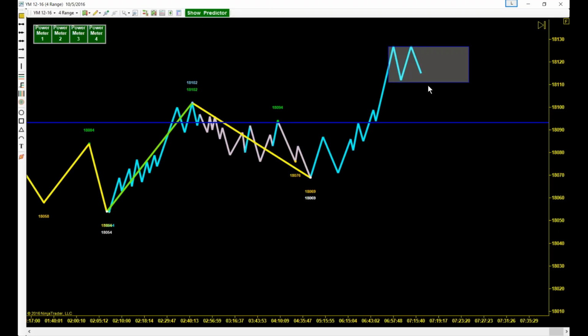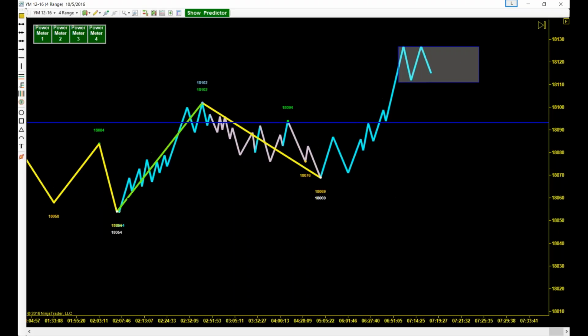Well, it would be counter trend, and you've got to be careful that they don't just wick you in. But yes, that could be a decent trade. Okay? But let's go ahead and play it forward and see.